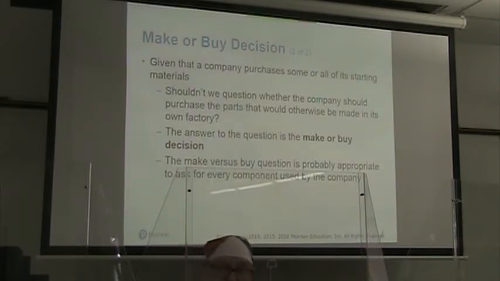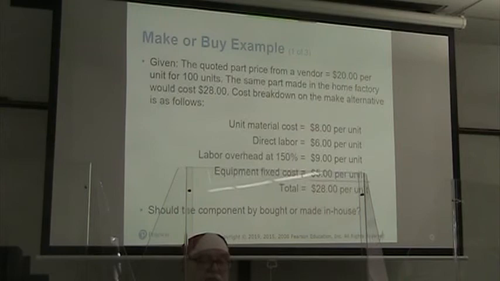Now, some things we may say, you know what, it's not worth it to make. So very often with bolts and screws, the decision is just go ahead and buy them. It's not worth our time to have to worry about making those. Right? But as the parts become more complex, the make or buy decision also becomes more complex.